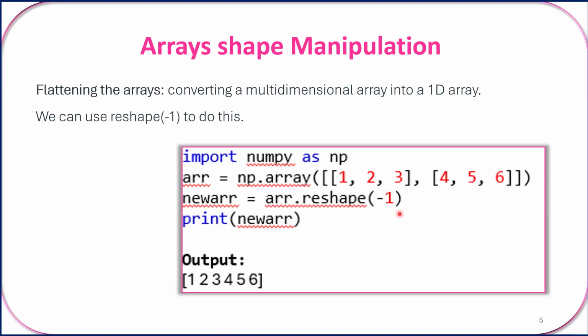In the case of one-dimensional to two or three-dimensional array, we have to specify the number of rows, columns and the stacks, that is the axis values. In the case of converting 2D or 3D to a one-dimensional array, we just write dot reshape, and in the bracket we put -1.